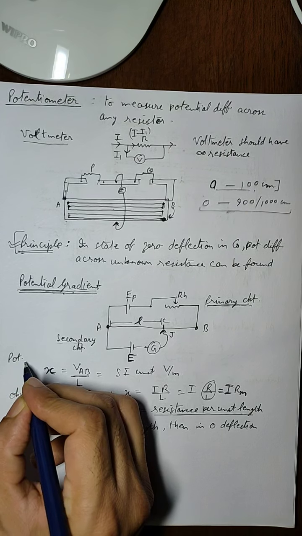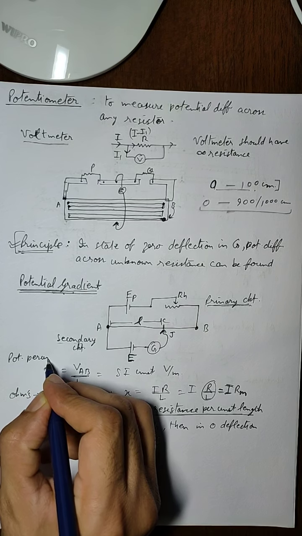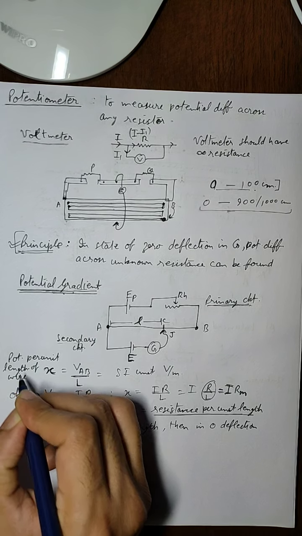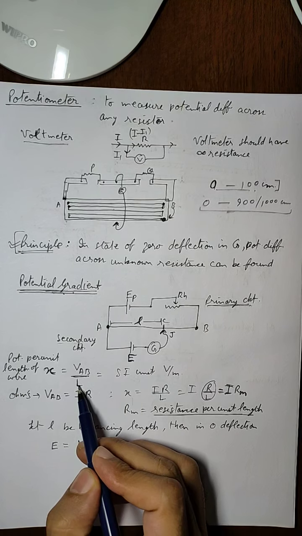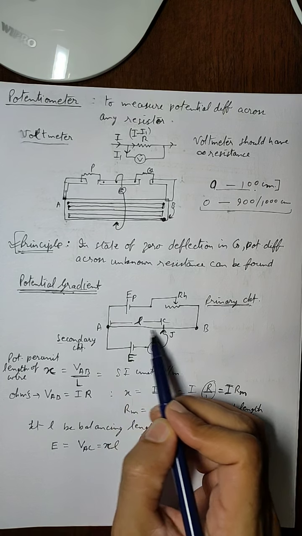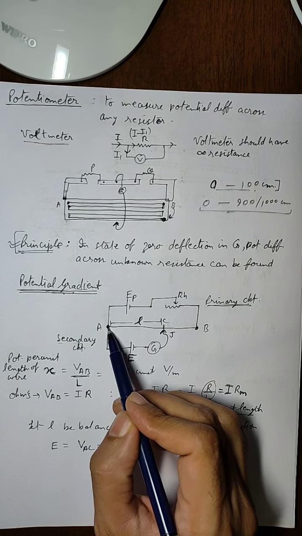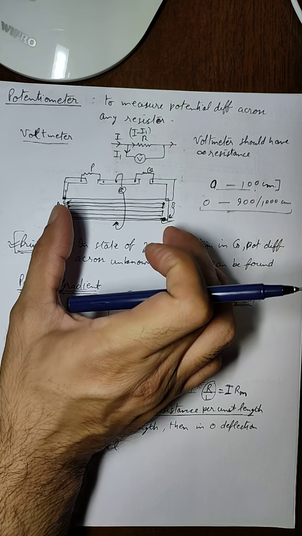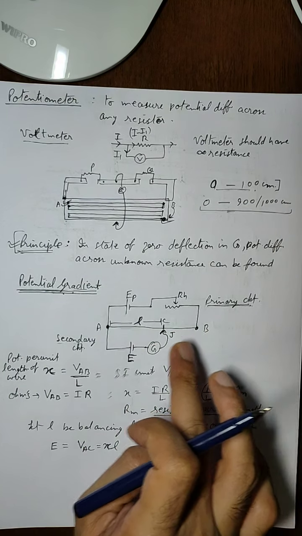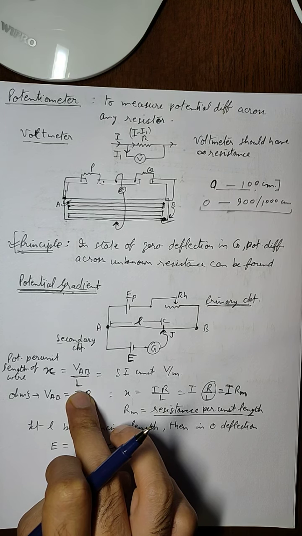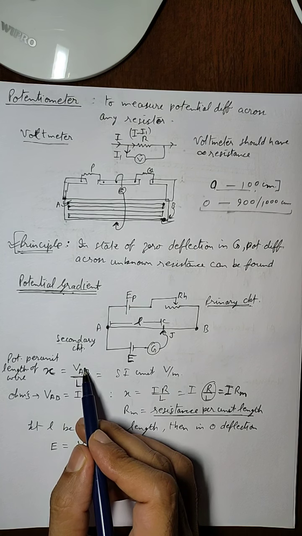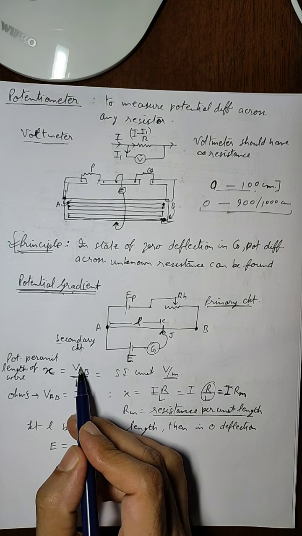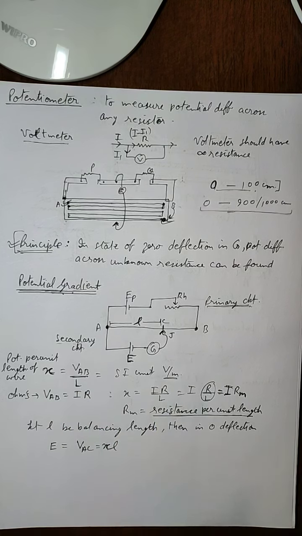Potential gradient is nothing but potential per unit length of wire. So it will be given as VAB upon L, that is the potential drop between A and B, between these 2 points, whatever is the potential difference, that is VAB divided by the total length of the potentiometer, capital L. So this is the total length of the potentiometer, so the potential gradient will become X equals VAB upon L. The SI unit is volt per meter, volt for potential difference, meter for length, so volt per meter.